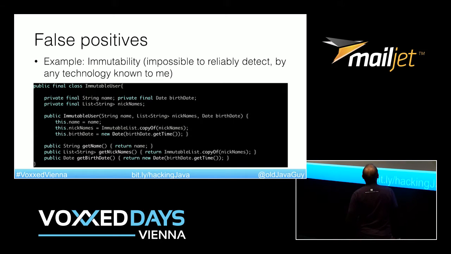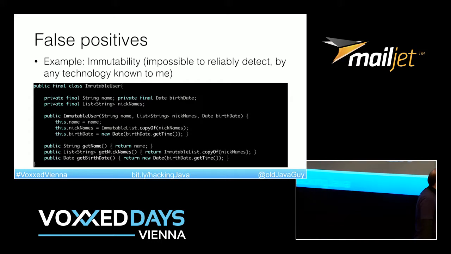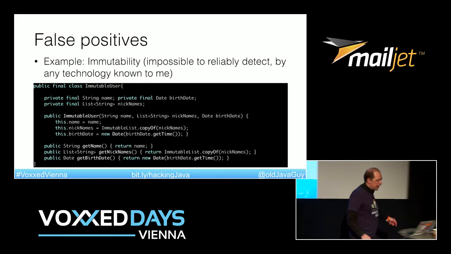A date is mutable. A list can be mutable or cannot be mutable. In this case, I'm using Guava's list implementation, which is immutable, but there is no framework that can identify that without having intimate knowledge of the specific framework. So it's pretty frustrating that some things just can't be decided.